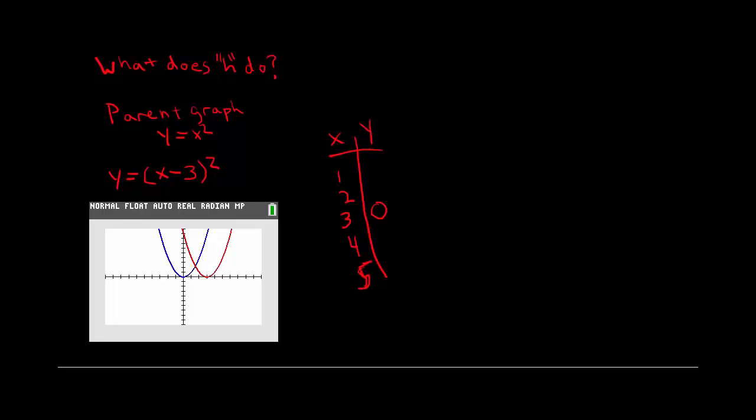Remember, we'd go over 1, up 1. So if we go over 1 from 3, we'd be at 4, and then we have to go up 1, so we'd be at 1 now. So we can reflect that point across the vertex. And then if we go over 2, we need to go up 4. So this would be up 4 now. So now we don't even need a calculator to come up with our ordered pairs. We should be able to discover them all on our own from what we know about these graphs.